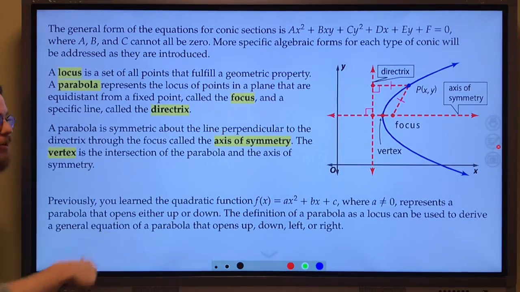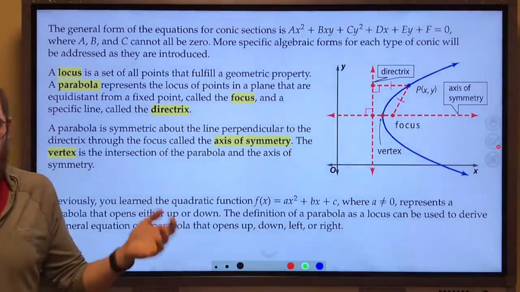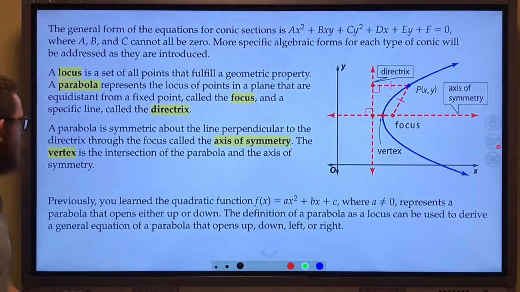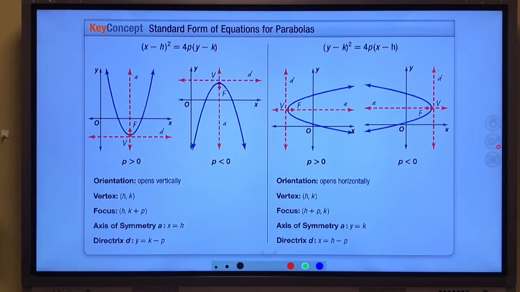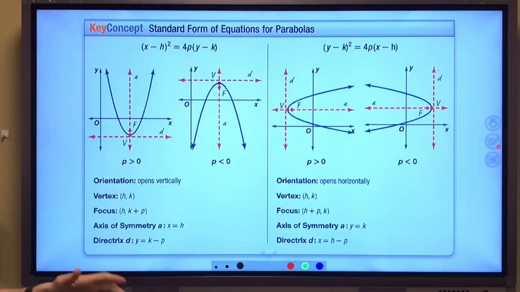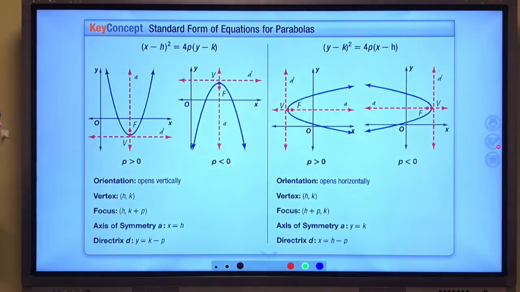Of course, the axis of symmetry, we know from quadratics, is the line that cuts our parabola in half, and the vertex is the intersection of the parabola and the axis of symmetry. Very important, once again, is the standard form for equations of parabolas. I can talk through all of this, but really, if I were you, I would jot this down. These are good notes to look back on as you get used to trying some of these problems out.